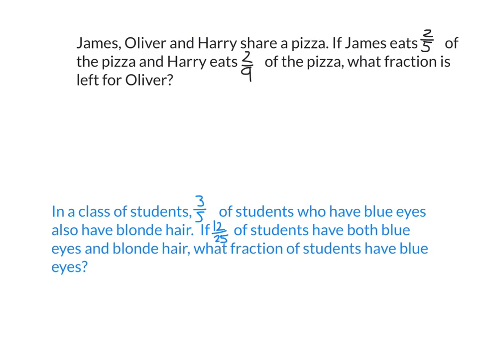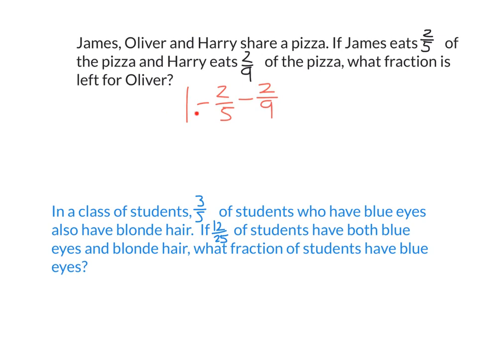So we will do both of these worded questions. Let's start with the black one. James, Oliver, and Harry share a pizza. James eats 2/5 of it. Harry eats 2/9 of it. What fraction is left for Oliver? So here what we have is like one whole pizza because fractions are parts of a whole. James ate 2/5, so we'll take away the fraction he ate, and then we'll take away the 2/9 that Harry ate. That's what will be left for Oliver.